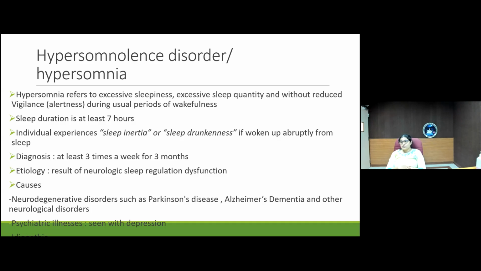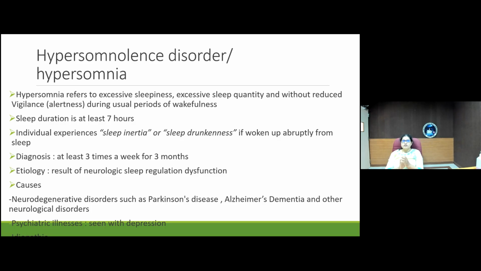Sleep duration is at least 7 hours or more. An individual often experiences what is called sleep inertia or sleep drunkenness, wherein the person is woken up before the period that his or her body needs. For example, if an individual needs 10 hours of sleep and is woken up earlier, he or she experiences sleep inertia when woken very early, wherein they feel very drowsy. They're unable to start off with their daily routine or other activities. They have difficulty in concentrating.